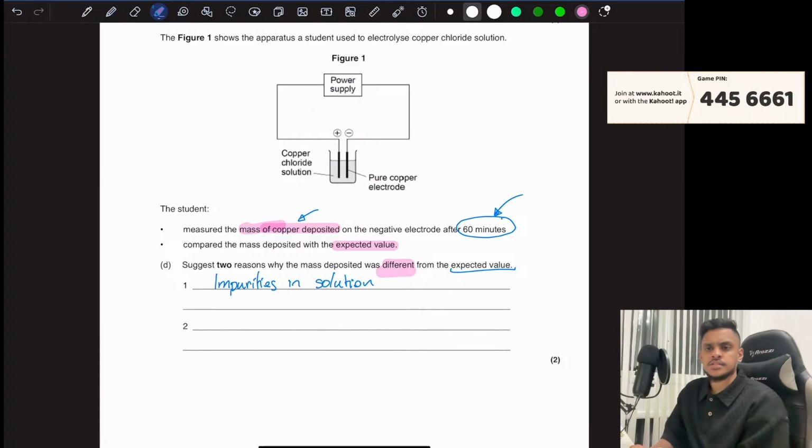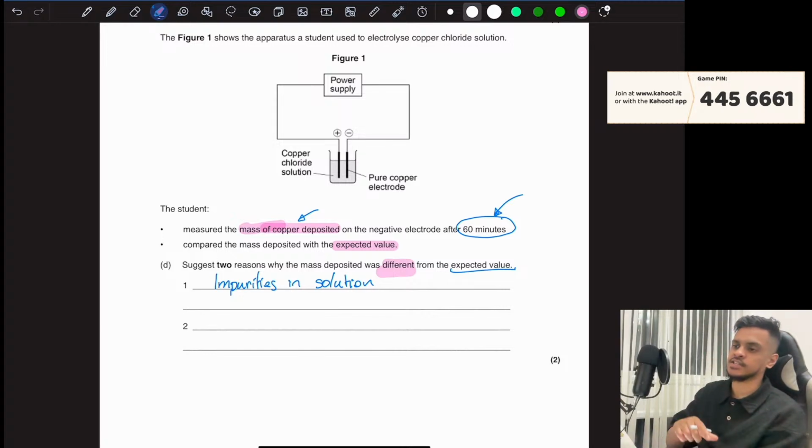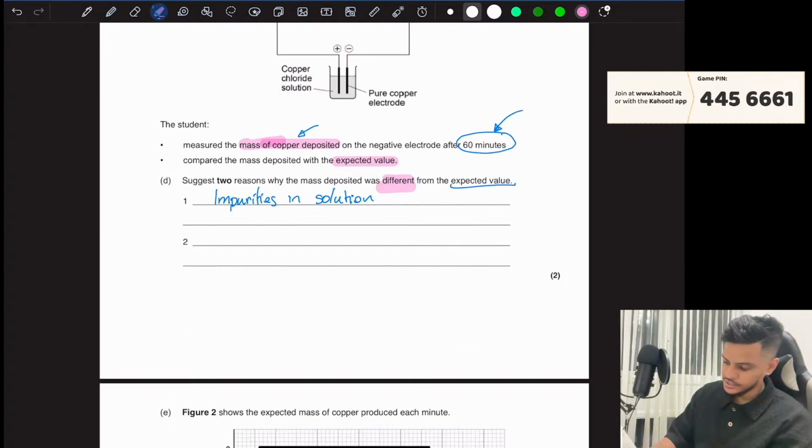Back to my question, guys. What do you need to do to the electrode? You've just taken them out of a solution, right? So what's going to happen is they're going to be wet. You want to remove that water, because why there was a difference was because it wasn't dry.